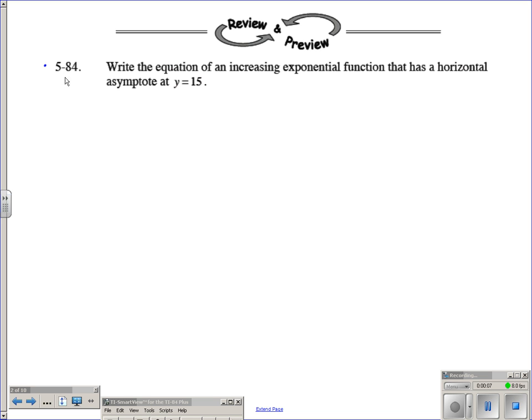Problem 5-84. Write the equation of an increasing exponential function that has a horizontal asymptote at y equals 15.